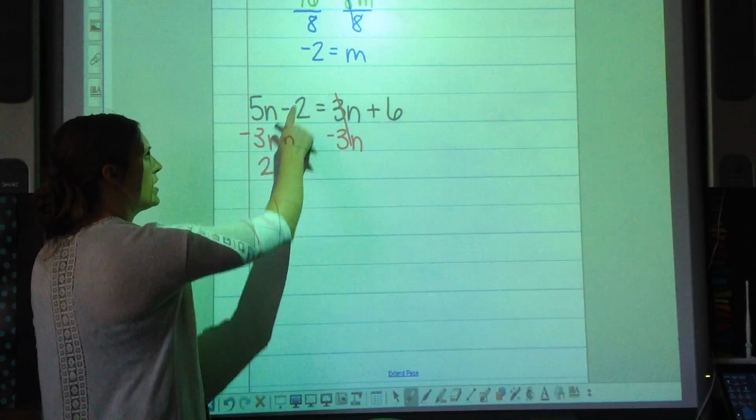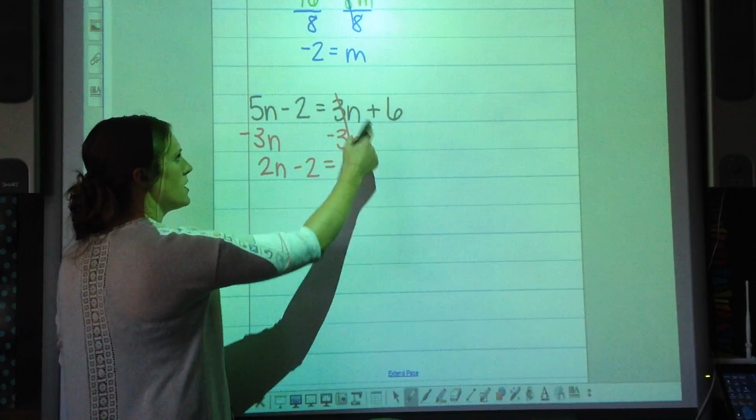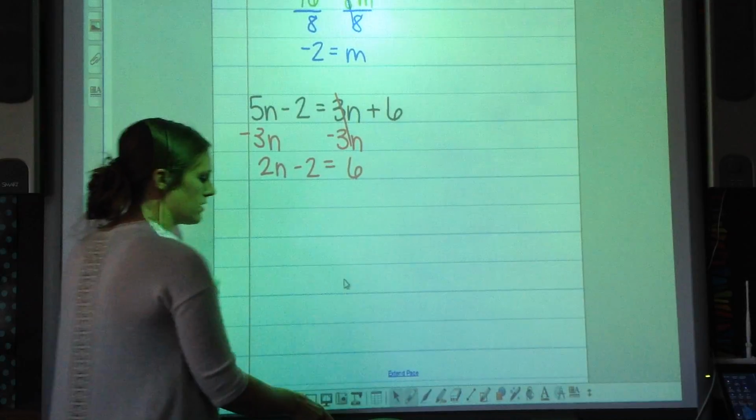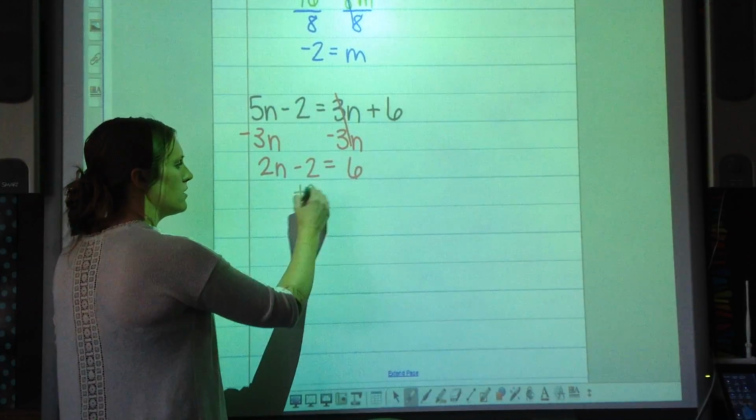Okay, so I have 2n, I have a negative 2 on the left side of the equal sign, and on the right side of the equal sign I have a 6. Bring the non-variable term over.